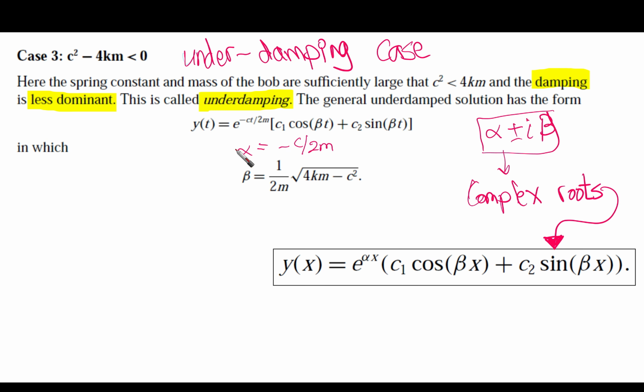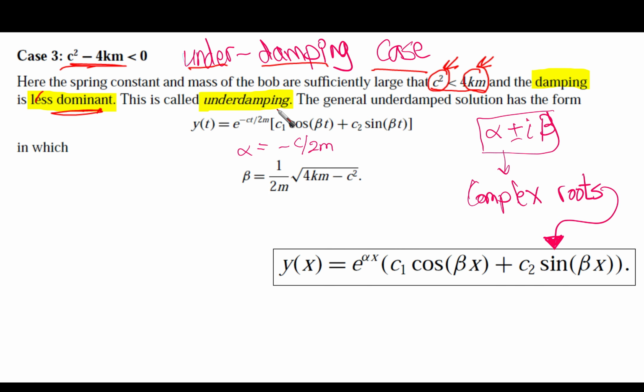Now let's go to the next part, which is the third part, c squared minus 4km less than 0. We call this the underdamping case. Here the spring constant and mass of the bulb are sufficiently large that c squared is less than 4km. The mass and the stiffness are larger than the damping term. This means that we are underdamping. Damping is not going to control here, and the damping is less dominant. That's right. This is called underdamping.